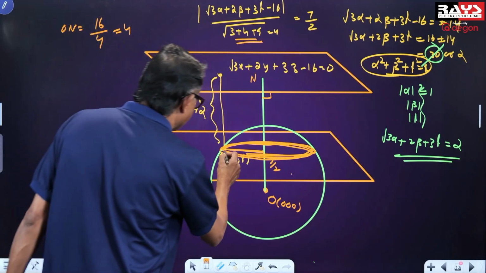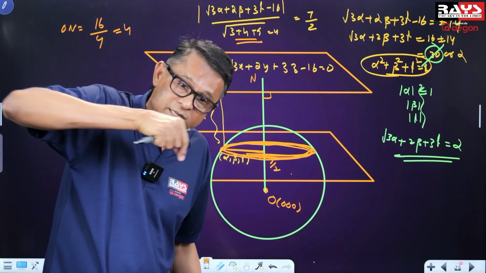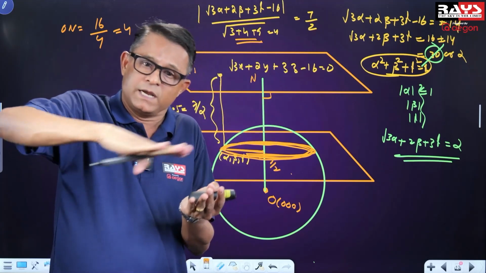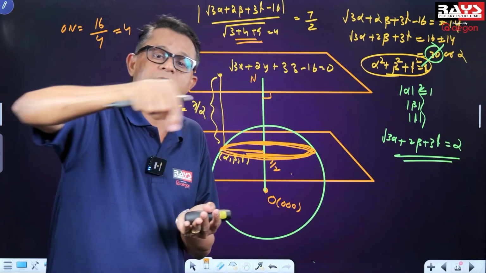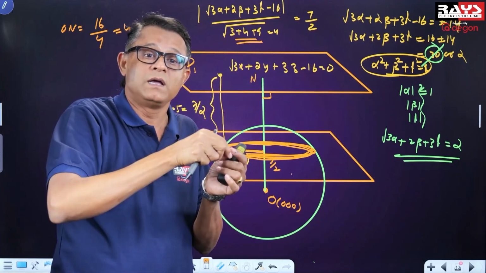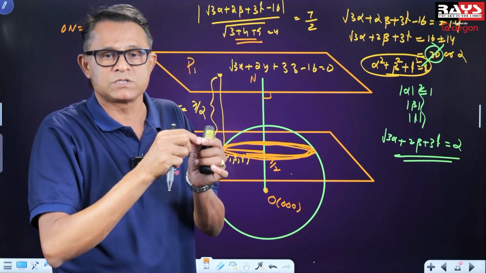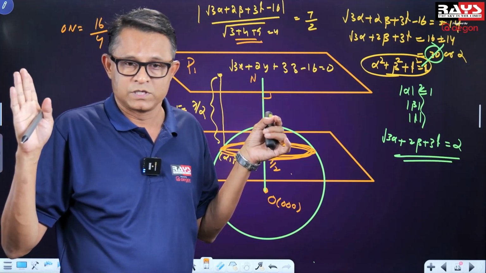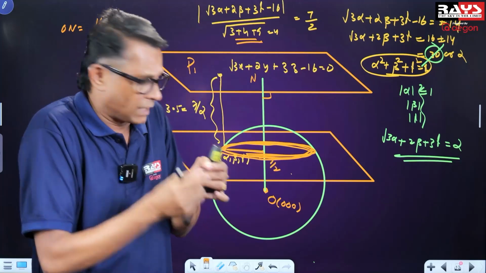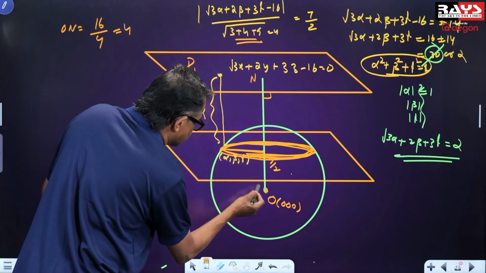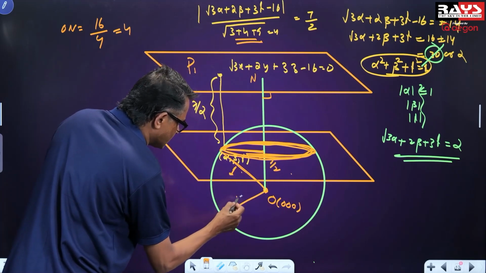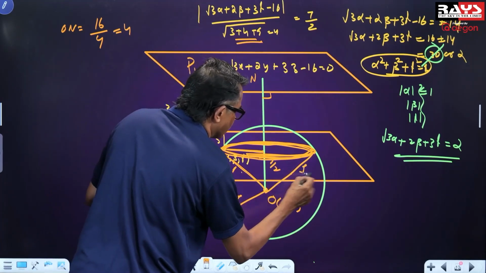So that will be all the points in that circle. Because when a plane intersects a sphere, we get a circle, and for every point on that circle, alpha square plus beta square plus gamma square is 1. The radius is 1. Anywhere you take it, this radius is 1. So it is of unit radius.